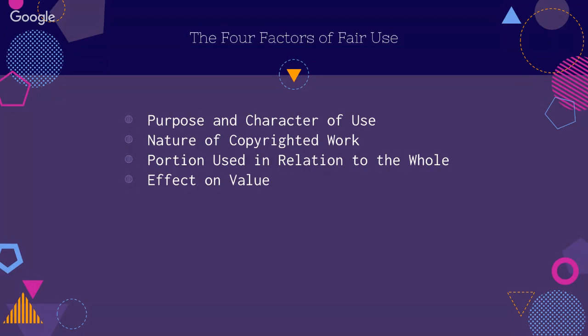And as I mentioned before, the 4 factors of fair use all have to be considered as part of that case-by-case basis. You can't just say, oh, okay, this is factual information, so it qualifies as fair use. You have to consider all 4 of the factors together. One factor on its own cannot determine an application of fair use.